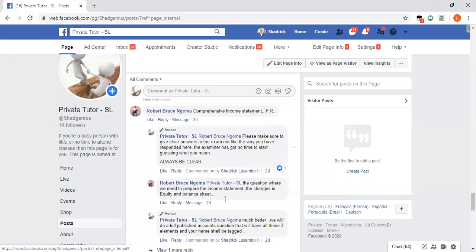So Robert was able to clarify, and he said the question where we need to prepare the income statement, the changes in equity, and the balance sheet. And in our comment down here, you see we answered him and we said much better. We will do a full published accounts question that will have all three elements and your name shall be tagged. So yes, Robert Bruce Ngoma, we fulfilled our promise to you. And we are happy to tell you that the promise we made 2 days ago is now being fulfilled today.